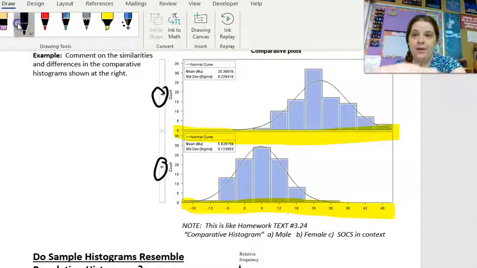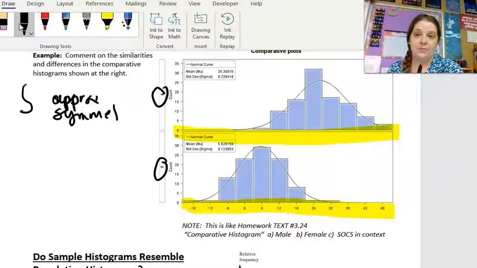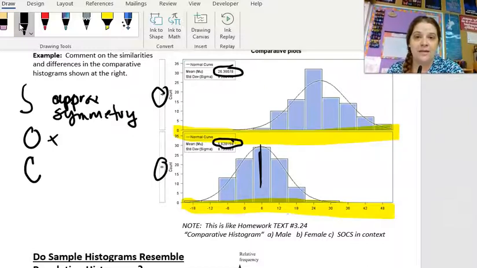So if I wanted to compare these, I would go through and say, okay, what about my shape? I think both of these look roughly symmetric. Okay, they're not perfectly symmetric, but both do look approximately symmetric and unimodal. So I've got approximate symmetry here. As far as any outliers, I don't see any outliers with either group. When I look at the center, I would just estimate it here. Oh, actually, I don't have to, because it says it right here. Up here, it says mean. Oh, great. We can use the mean as the center.